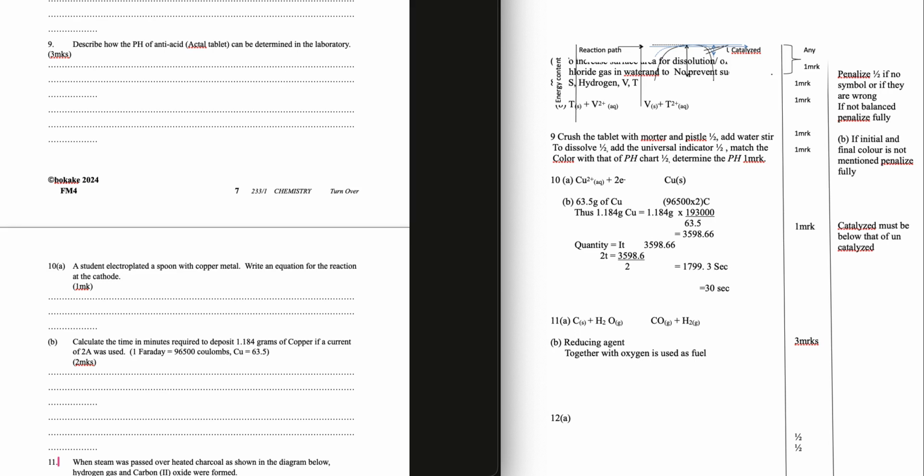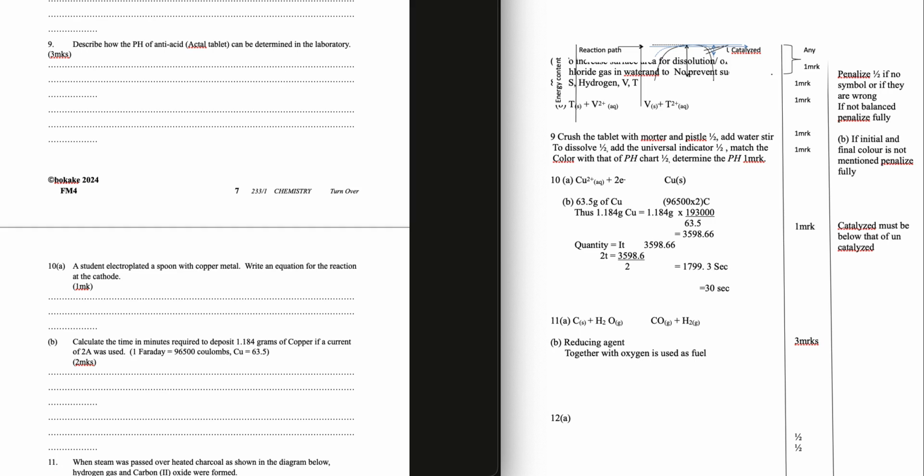Question 9. Describe how the pH of an antacid, that is an Action tablet, can be determined in the laboratory. Crush the tablet with a mortar and pestle. Add water, stir to dissolve. Add the universal indicator. Match the color with that of the pH chart to determine the pH.